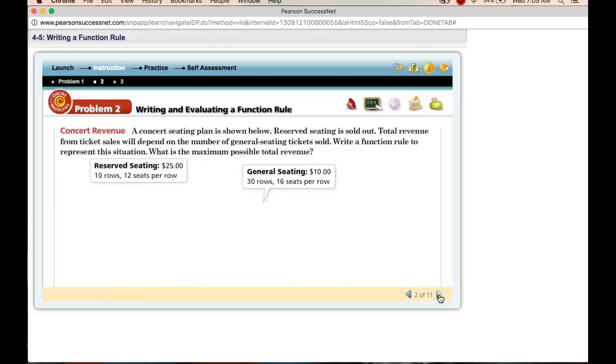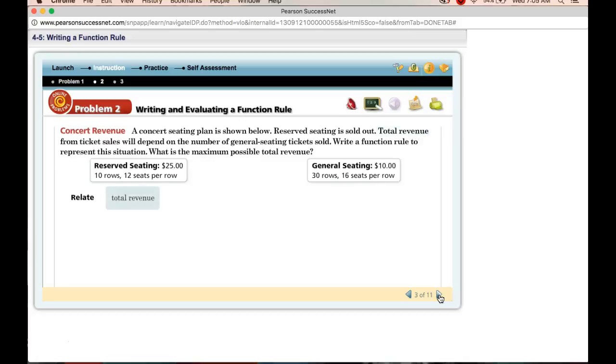Reserve seating is $25 per ticket. There are 10 rows with 12 seats per row. General seating is $10 per ticket. There are 30 rows of 16 seats per row. First, relate what you know.